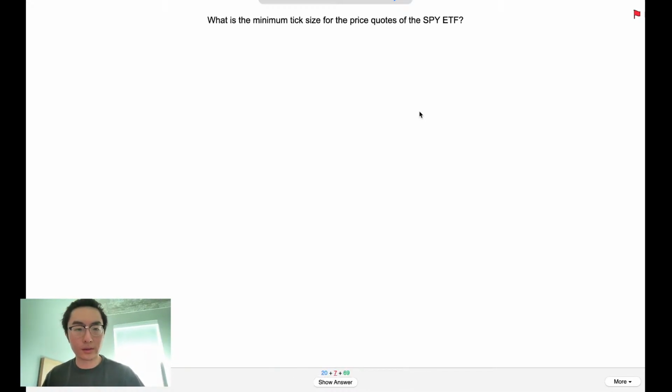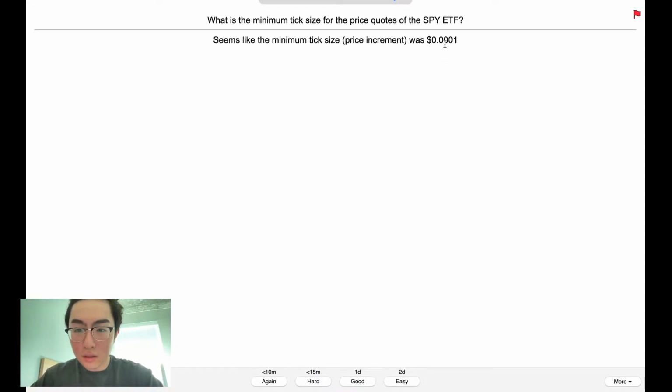Skip this one for now. What is the minimum tick size for price quotes in the SPY ETF? I believe it's going to be 0.0001 dollars. So maybe a hundredth of a cent. Yeah, a hundredth of a cent.